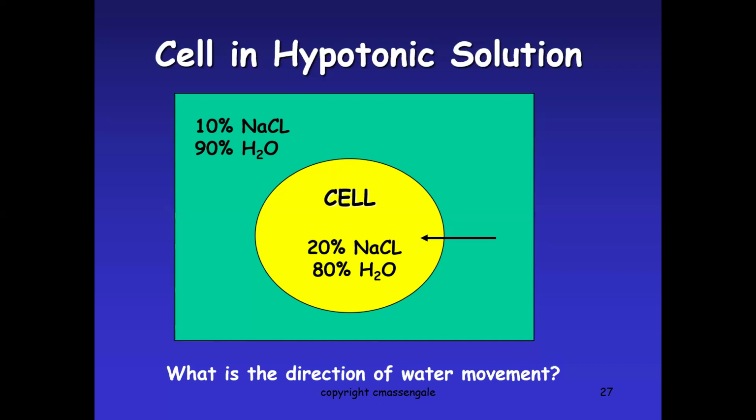What is the direction of the water movement? Of course, the water movement will get into the cell so that at least the amount of water in the cell will increase. That is why you have this arrow pointing into the cell, because the water outside in the environment is higher than the amount of water inside the cell. So this is the direction of the movement.